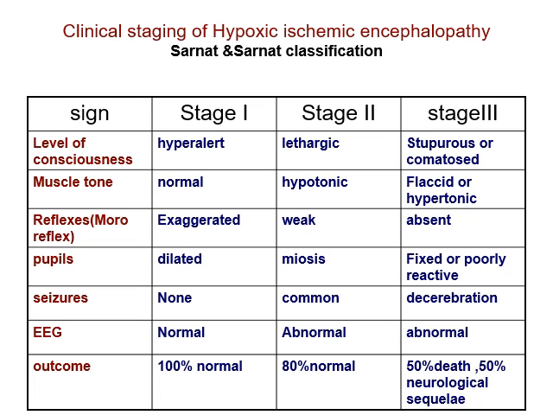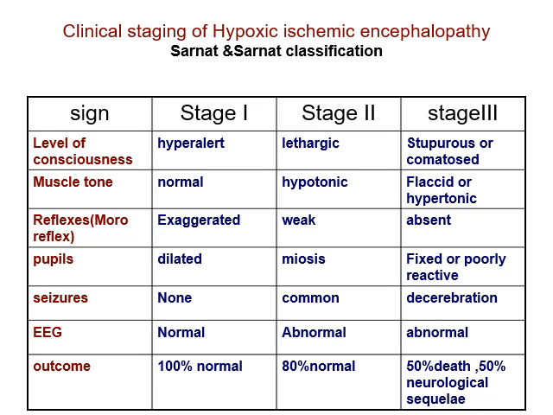In stage 3, the infant is stuporous or comatose, flaccid or hypertonic, but not moving at all. Reflexes are absent, the pupils are fixed or barely reactive. There is respiratory depression of the baby. The EEG, of course, is abnormal.